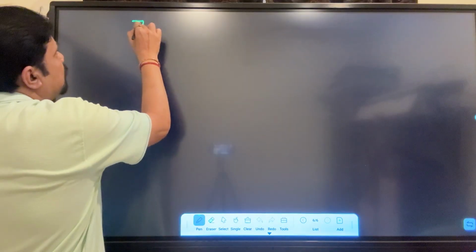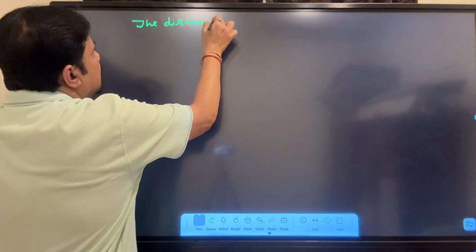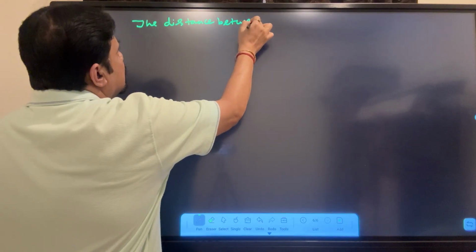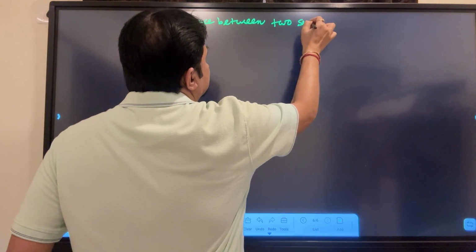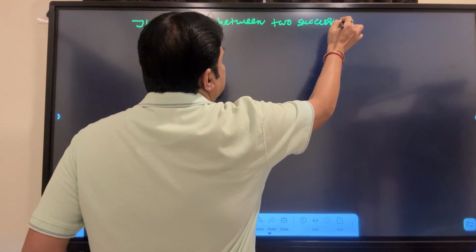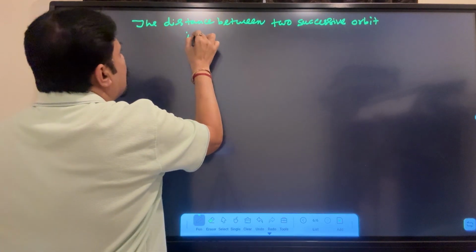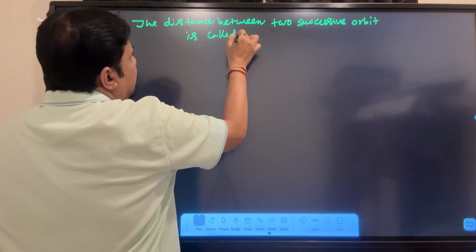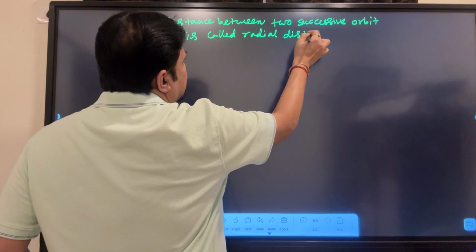The distance between two successive orbits is called the radial distance. How can we find out the radial distance?